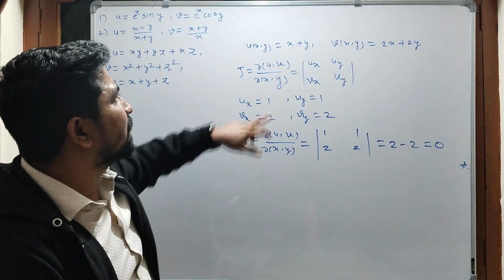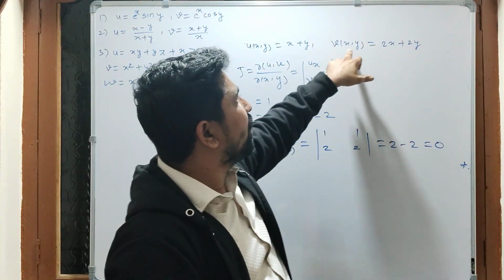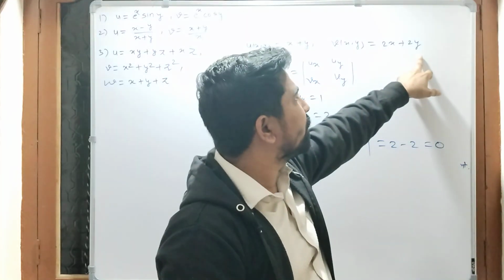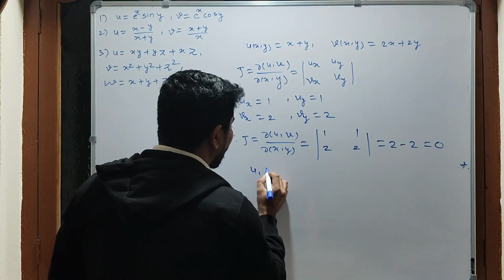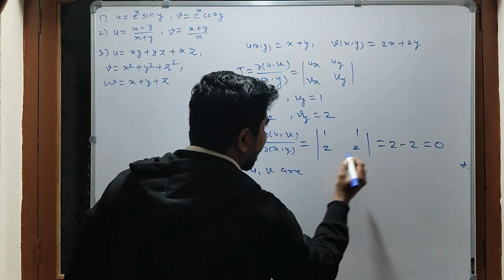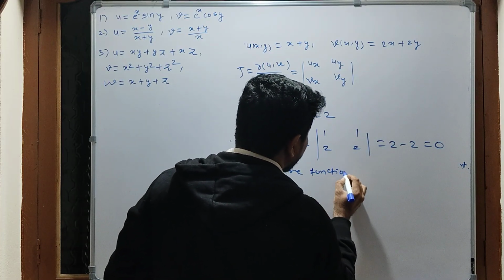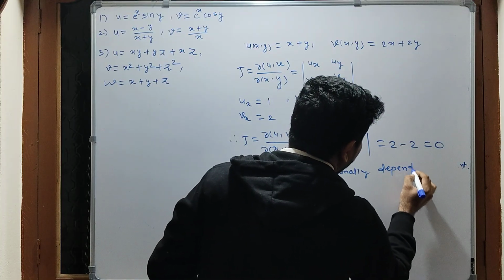Therefore, we can observe one thing. Here u is equal to x plus y and v of x comma y equal to 2x plus 2y, so you can write 2 times x plus y. So just observe one thing. Since the Jacobian is equal to 0, these functions u comma v are functionally dependent.